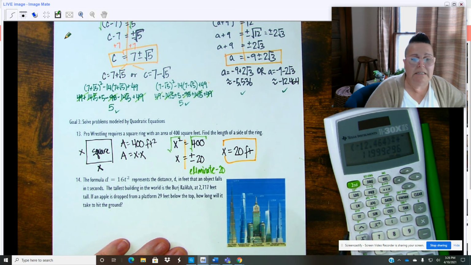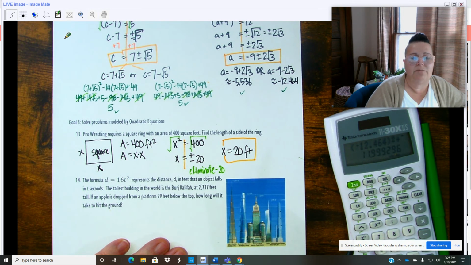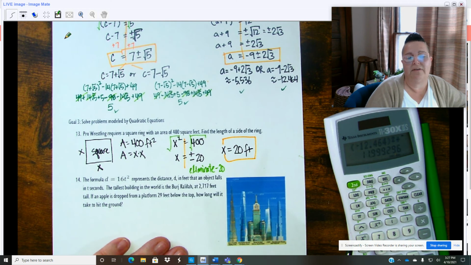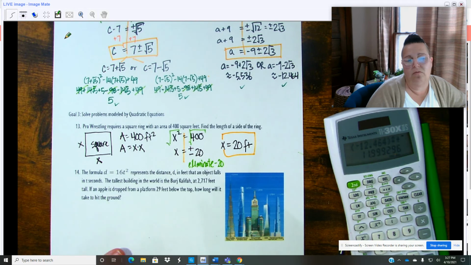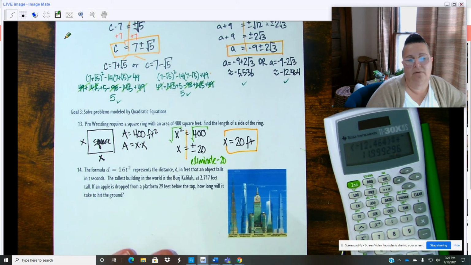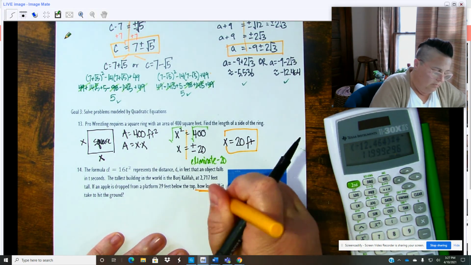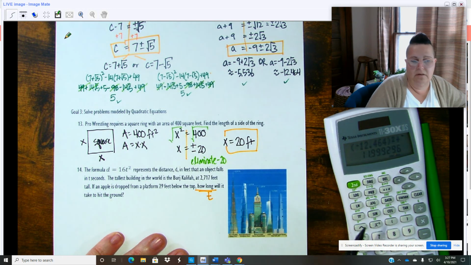All right, the formula d is equal to 16t squared represents the distance d in feet that an object falls in t seconds. The tallest building in the world is the Burj Khalifa at 2,717 feet tall. If an apple is dropped from a platform 29 feet below the top, how long will it take to hit the ground? So how long means we're finding t.